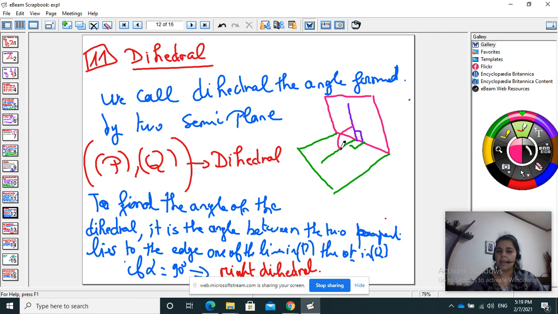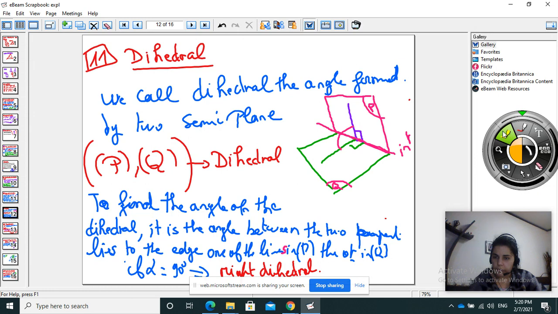Now if this angle is 90, I can say that the semi-planes are perpendicular. So to find the angle of the dihedral, it is the angle between the two perpendicular lines to the edge. Did you understand what we found here? One of the lines is in P, the first one, and the other is in Q, and those two lines are perpendicular to the intersection.